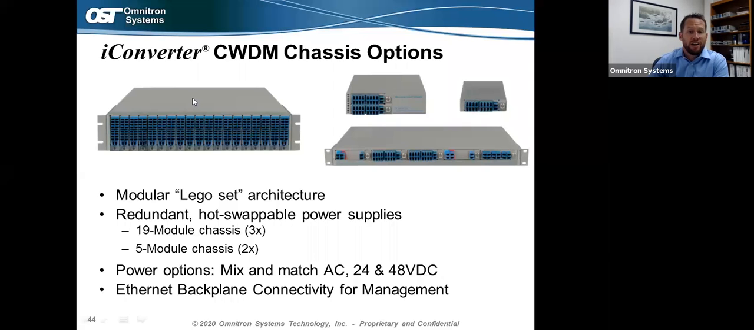Omnitron has a 19-slot chassis, also a 5-slot chassis, a 2-slot chassis, or a single-slot chassis. So that same multiplexer module card can be redeployed in various areas of your network as your needs change.